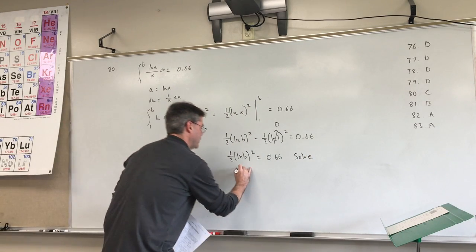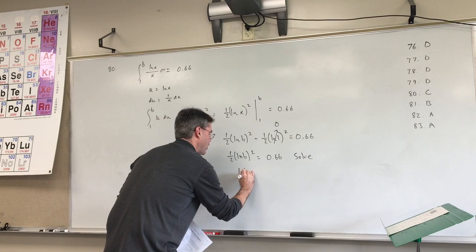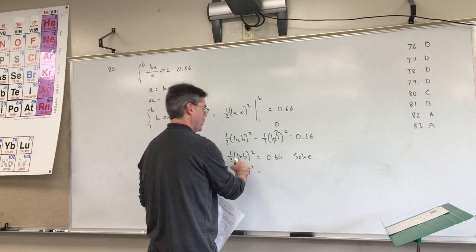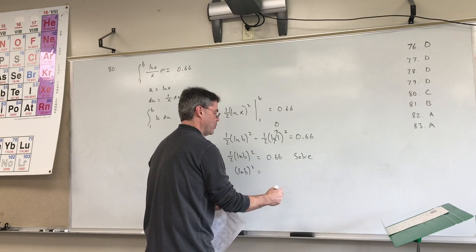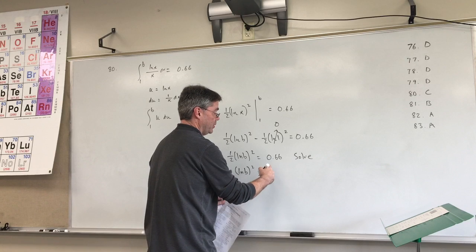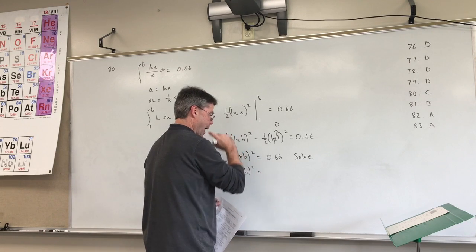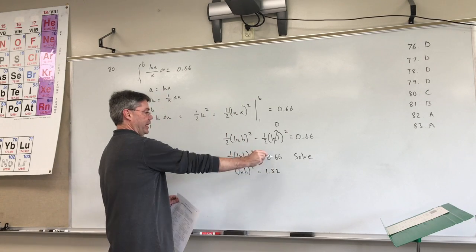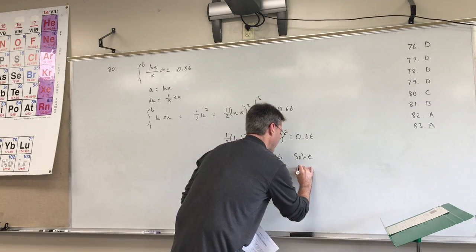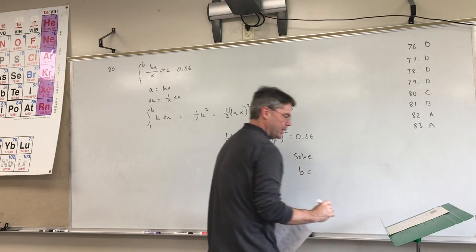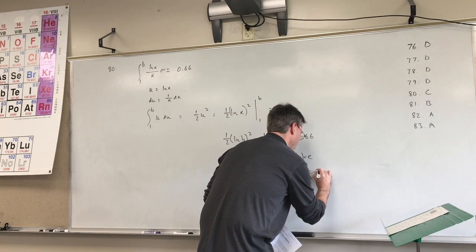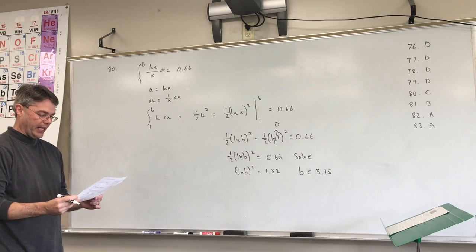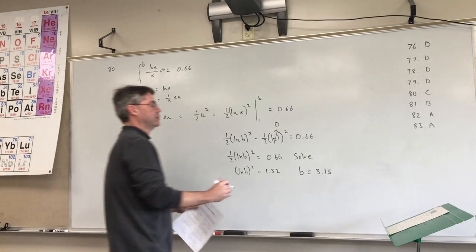Okay, you can do it that way. You could say natural log of b all squared is equal to 0.66 times 2, so that'd be 1.32. But your calculator should be able to handle it just like that, solving for b, right? b is 3.15. And that is C.